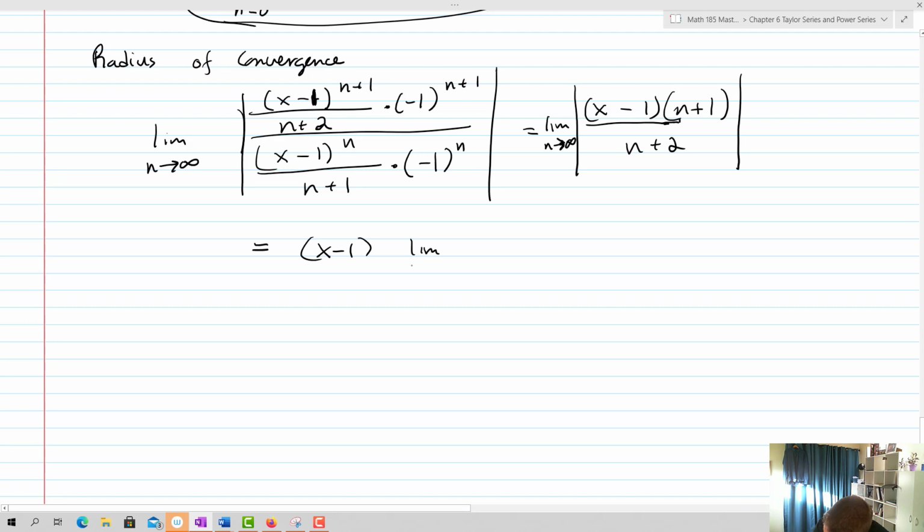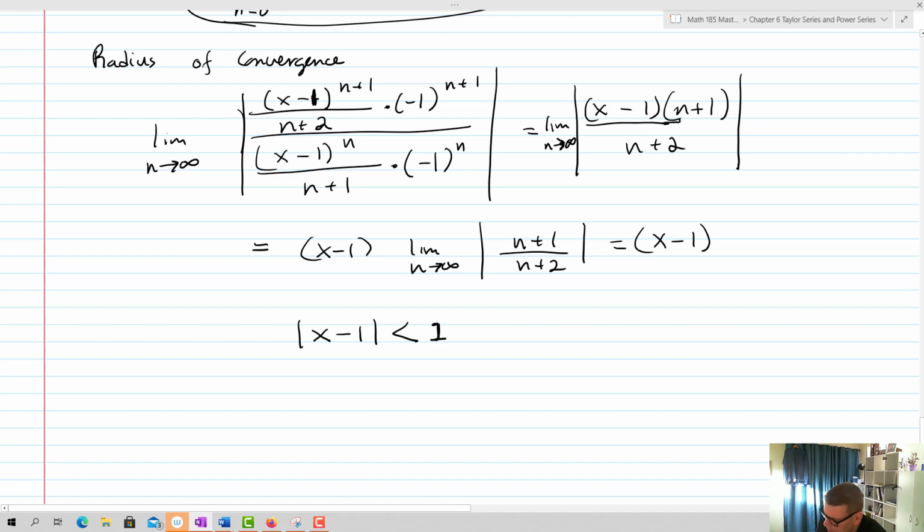And then we can take the limit as n approaches infinity of just this n plus 1 over n plus 2. And so consequently, we just have x minus 1 as the value from our ratio test. So now we know that we're going to get convergence when x minus 1, okay, is then less than 1. And so consequently, our radius of convergence r is equal to 1. And that makes sense considering the fact that when we actually hit 1, we're going down towards infinity.